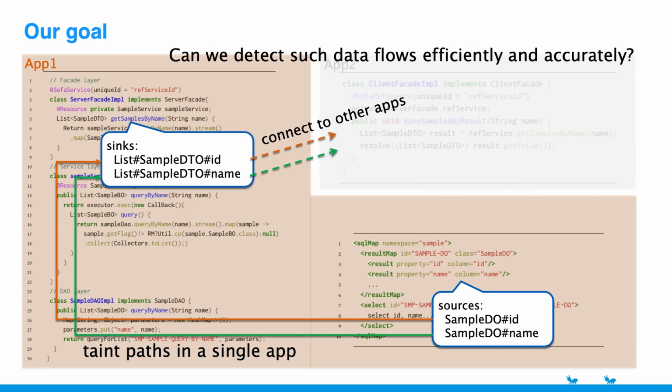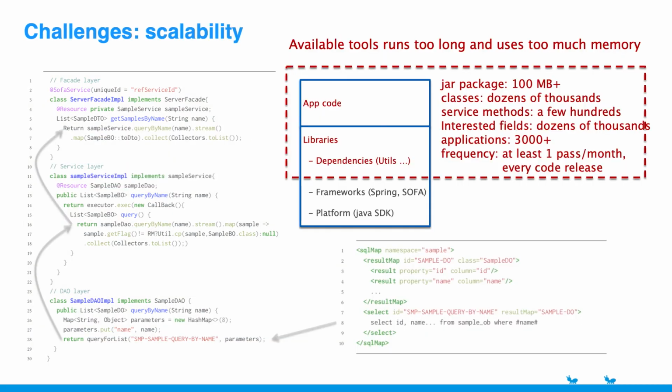Specifically, our goal is to find the data flows in precision of fields. In this example, we aim to find these two paths, starting from the ID and name columns in the database respectively, and ending at the ID and name fields of the return value in the service methods. The data may further flow to other applications. We need to connect the paths with them.